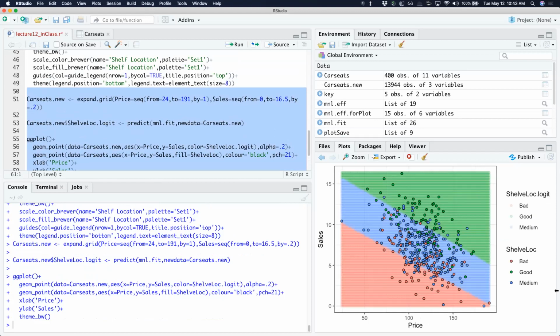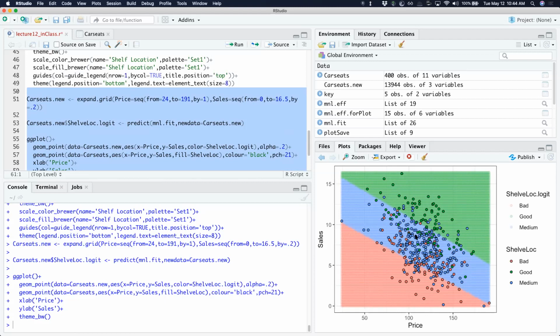So ignore the background for now. What we're looking at is the first graph that I showed, summarizing what we were going to be modeling: price against sales, with color representing the bad, good, and medium outcomes. These dots here are the actual data.